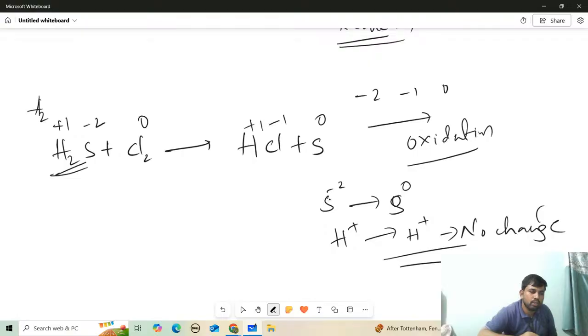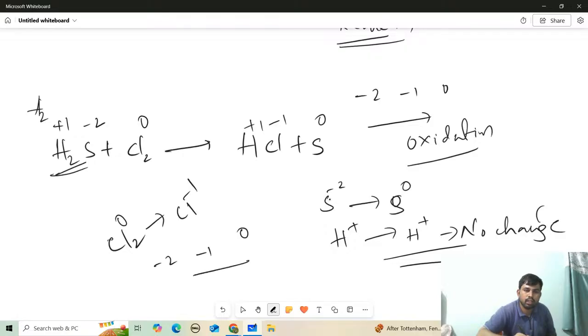Now similarly, you see Cl2 is in the 0 form and it is in the form of Cl minus 1. So 0, this is minus 1, this is minus 1. Direction is a decrease in the charge, right? So I can say this is undergoing reduction.